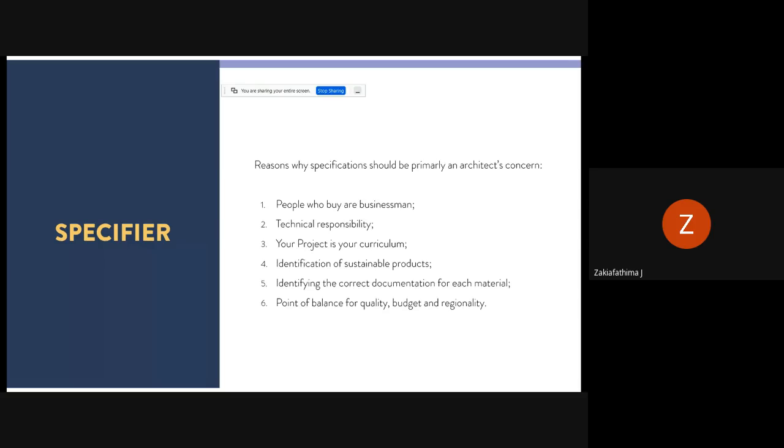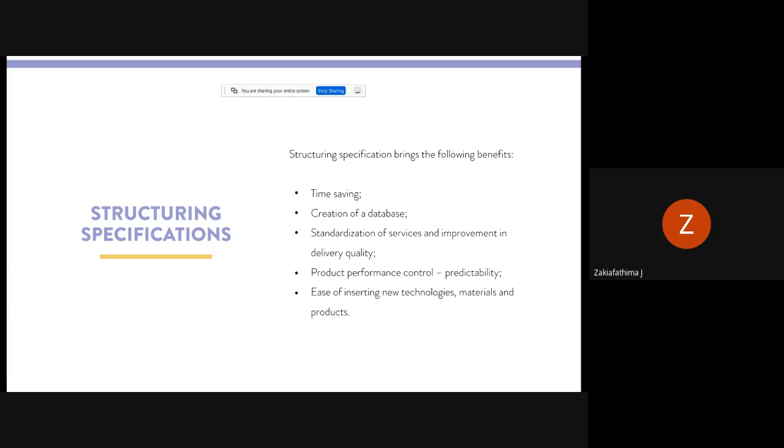And identification of sustainable products. You have to identify the correct documentation for each material. Then once you balance your budget and regionality, your sustainability also gets balanced. Then structuring for specification.